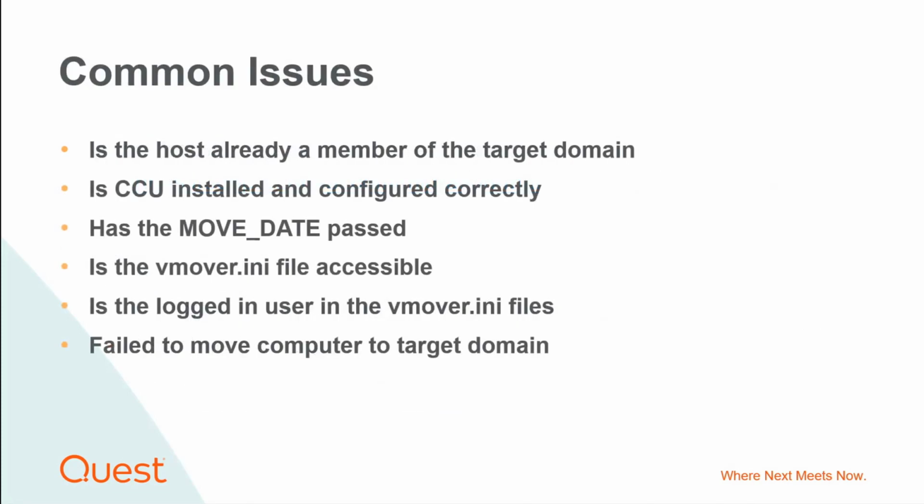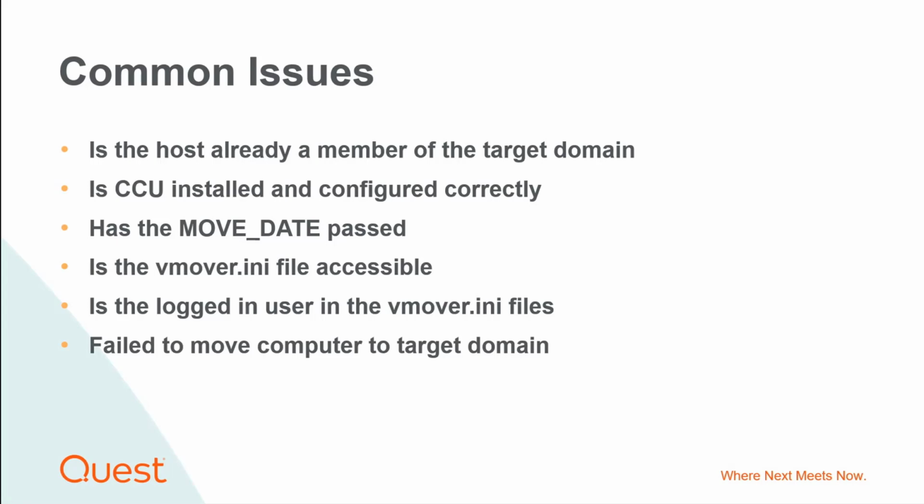Some of the common issues that you're going to run into, the first one is typically if the host computer is already a member of the target domain, it obviously can't join that domain again. Is CCU installed and configured correctly? Meaning, do you have access to the vMover INI files and the rest of the application files? Do you have the proper rights to write to the log directories?